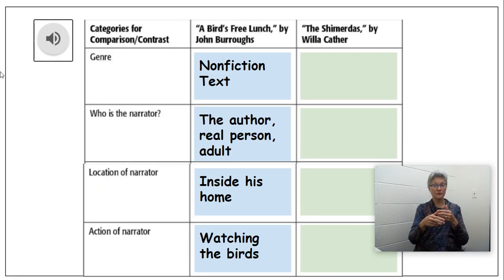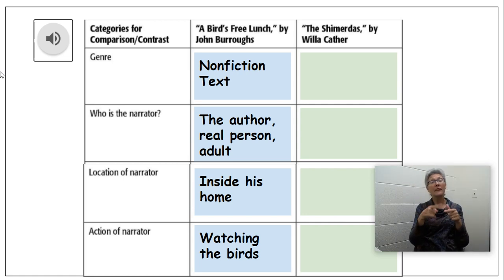After re-listening to both stories, I was able to refresh my memory and start my compare and contrast graphic organizer. I worked on A Bird's Free Lunch. Take a look at my answers that I wrote. For the genre, I knew that it was a non-fiction text, so I wrote that in the first box for genre. Then for the narrator, I used a few different words to describe the narrator. We know that the author, John Burroughs, is the one telling the story, and he's a real person. We also know that he's an adult in this setting.